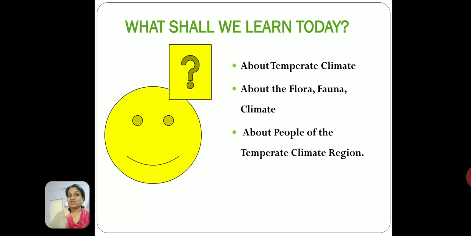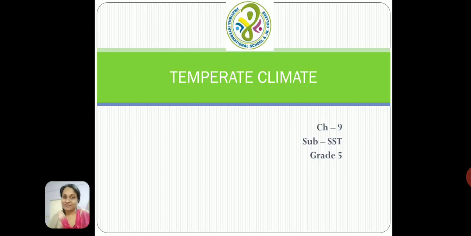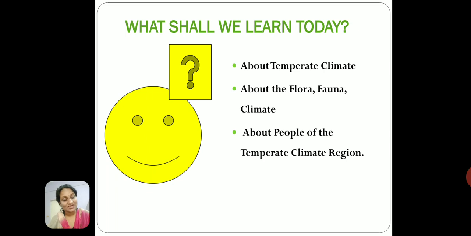All right, so today what are we going to do? We are going to start with a new chapter of SST called The Temperate Climate, and it is our chapter 9 from the SST textbook. All right, so what are we going to study about? We're going to study about the temperate climate. This is our chapter 9 in our SST textbook, and I am JC Benoy, and this is your grade 5 period.